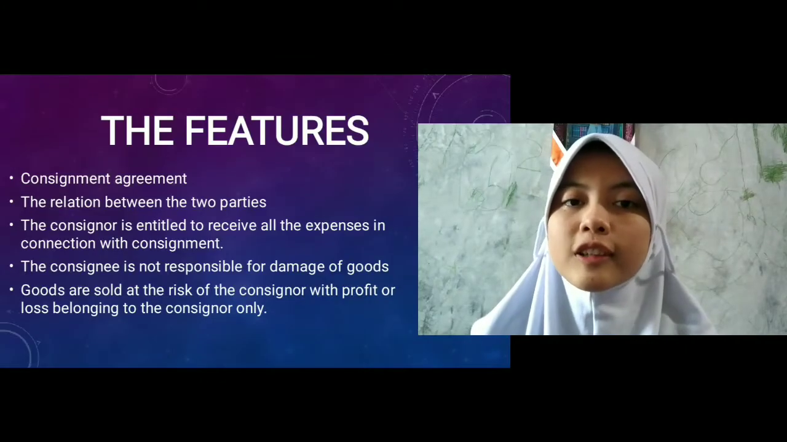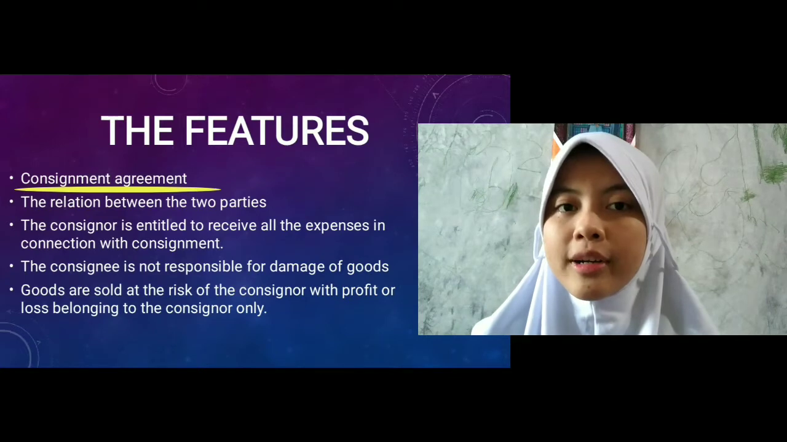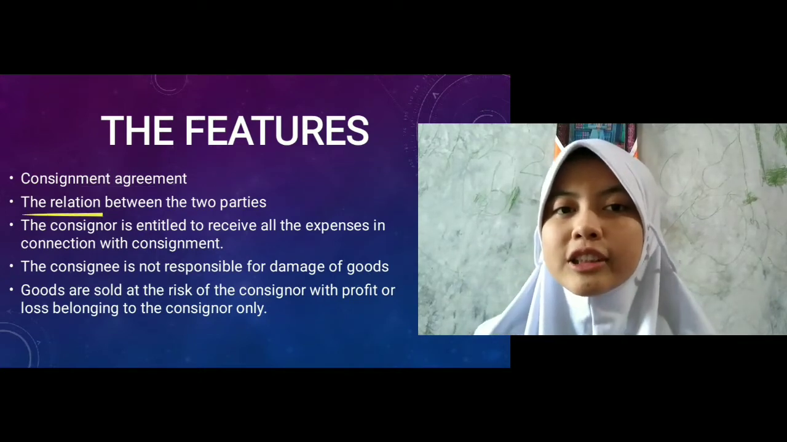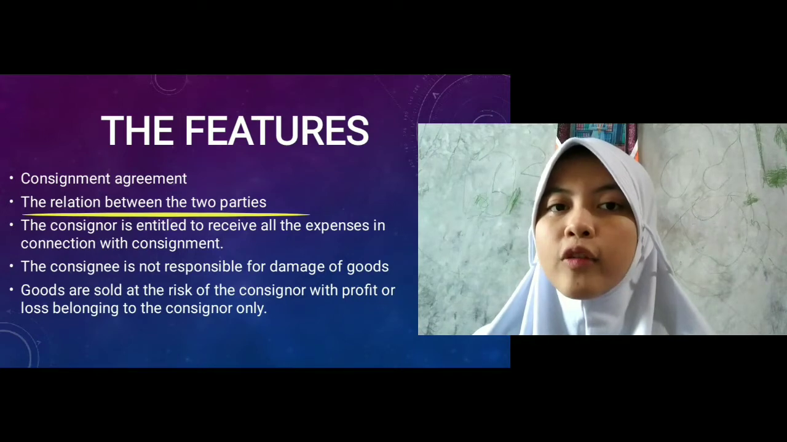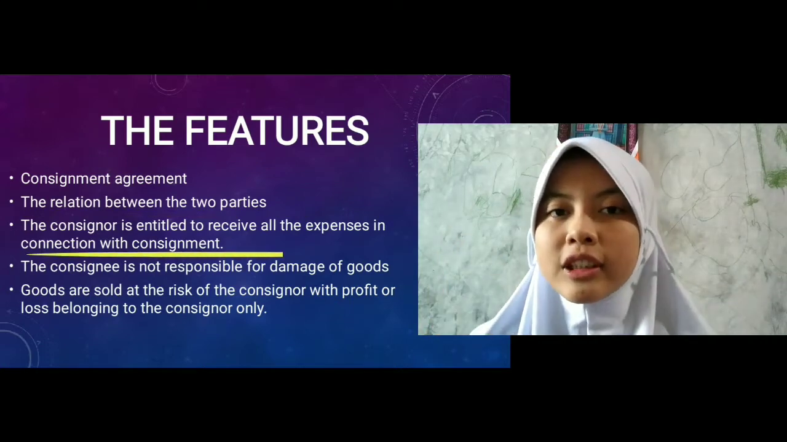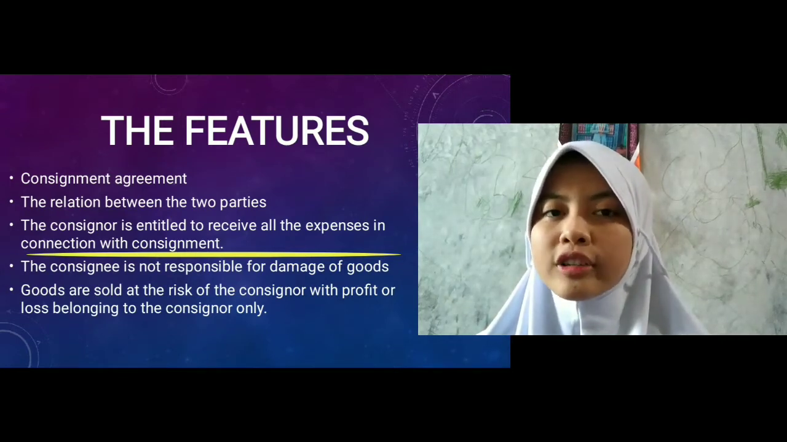Next, the features of consignment accounting. First, in a consignment agreement, the possession of goods transfers from one party to another. The second feature, the relation between the two parties is consignor and consignee, not buyer and seller. The third feature, the consignor is entitled to receive all the expenses in connection with the consignment.